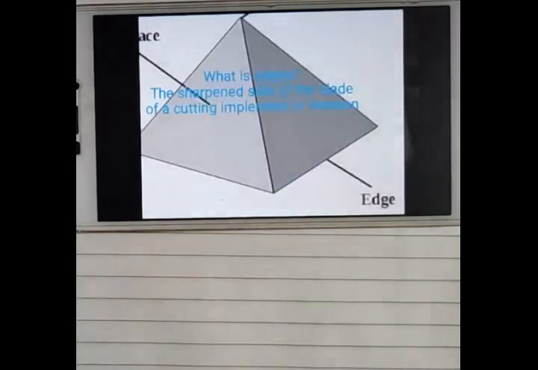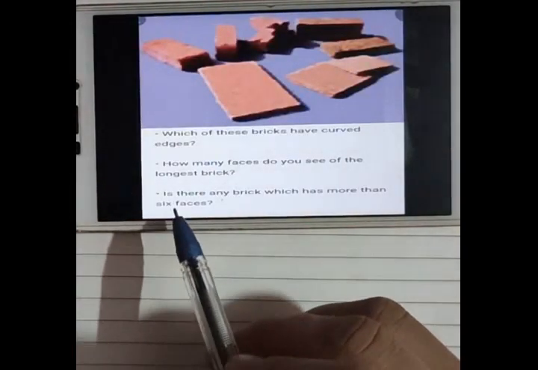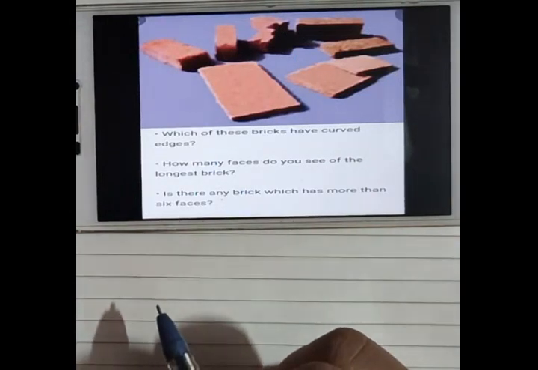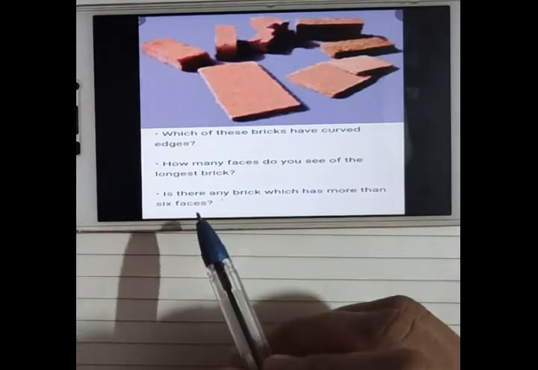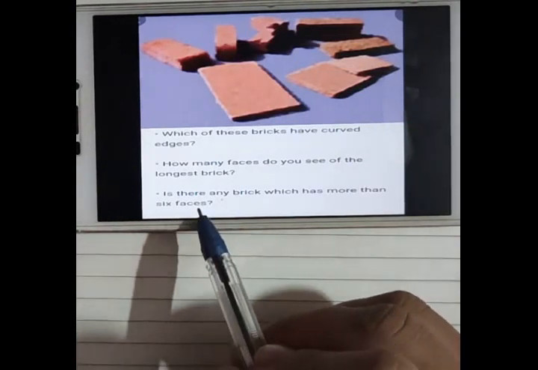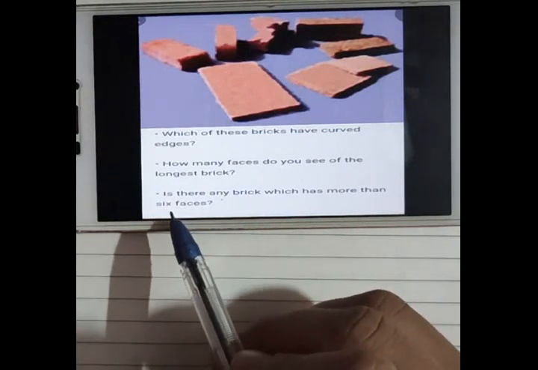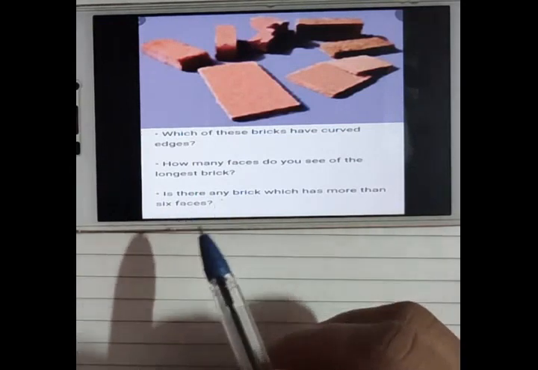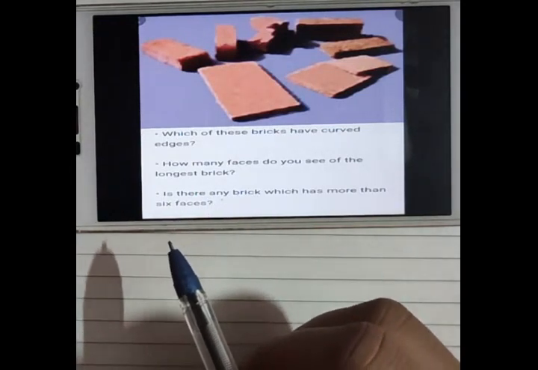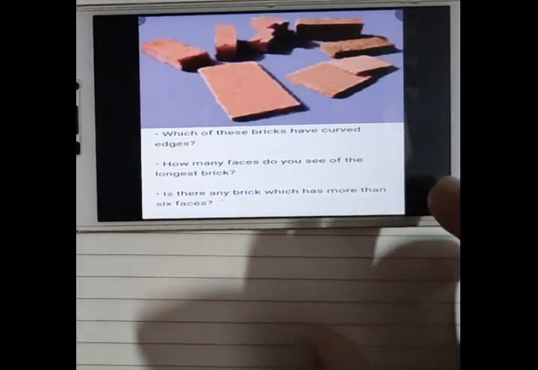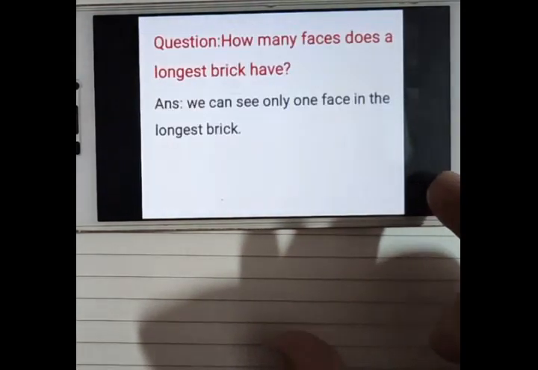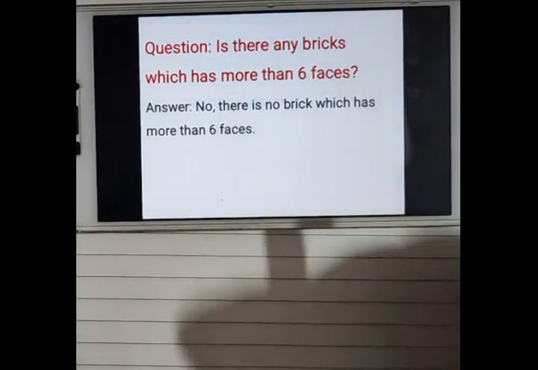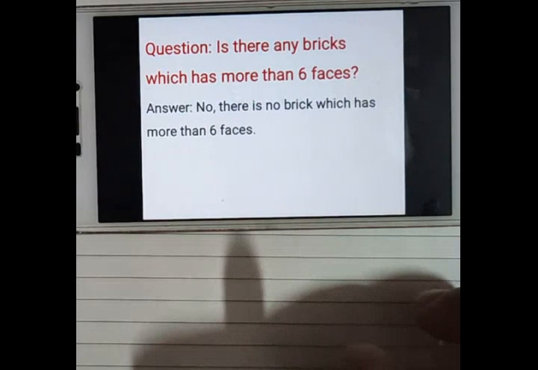The third question we have: is there any brick which has more than 6 faces? In our previous class we learned that a brick or a cuboid has only 6 faces. If you combine 2 or 3 bricks also, we will get 6 faces only, right? So the answer is no, there is no brick which has more than 6 faces. I hope till here you people are clear.